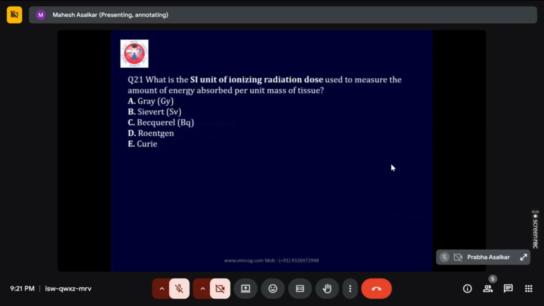Okay. Continue with the next question, Dr. Sinchan, Dr. Amrita. Question 21. What is the SI unit of ionizing radiation dose used to measure the amount of energy absorbed per unit mass of tissue? A, Gray. B, Sievert. C, Becquerel. D, Roentgen. E, Curie. No, they are asking the ionizing radiation dose used to measure the amount of energy absorbed per unit mass of the tissue. How much is absorbed by the tissue? Gray. So that is gray.